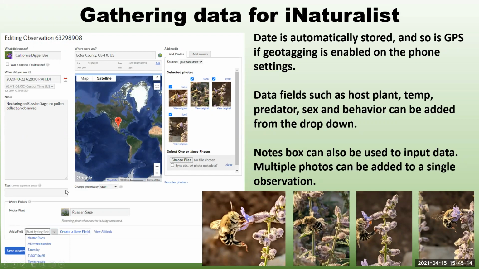The other thing that's really nice about iNaturalist is you can either type in your notes of everything you think is important, or you can even add fields like nectar plant, or if it was on a milkweed species, and create those fields to help organize and give us more understanding of how these bees are behaving. And we can take that information, like I said, and create better conservation plans.